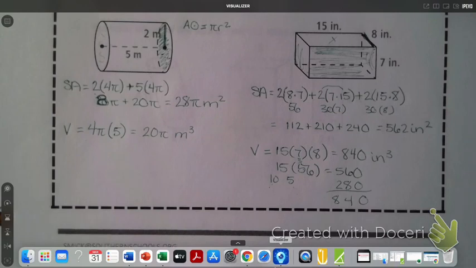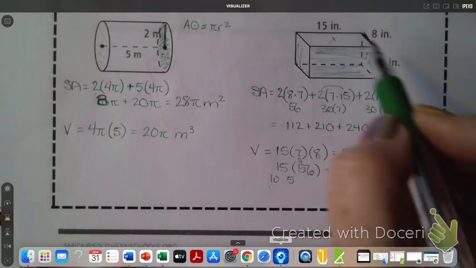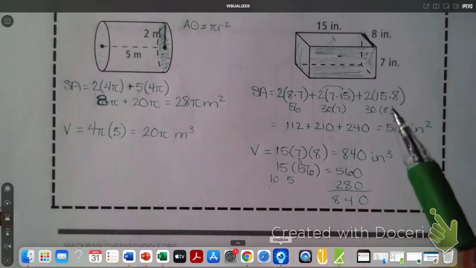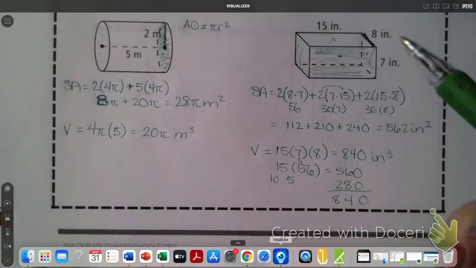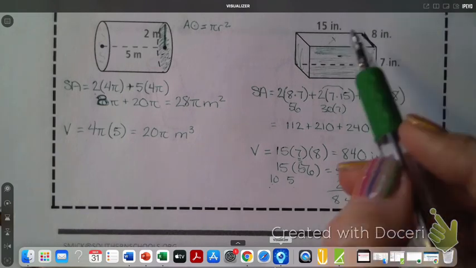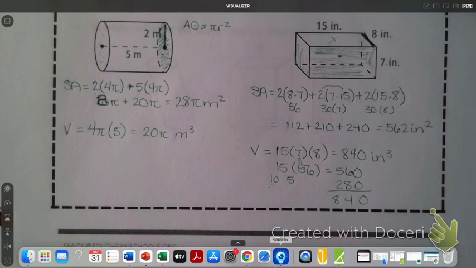So with rectangular prisms, it's just length times width times height for the volume. Because you can make your base be any of these sides. So you made the base the front of the object, but it didn't matter, Mason. Does that make sense? I personally would have done 8 times 7, then times 15, but on a rectangular prism, it does not matter.